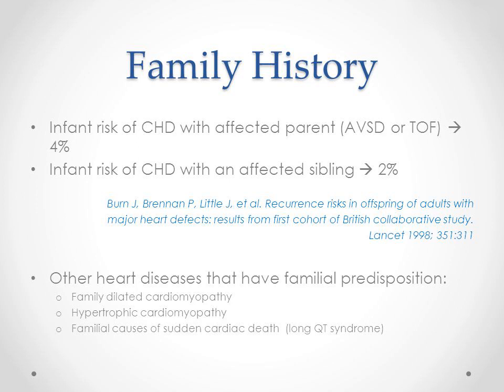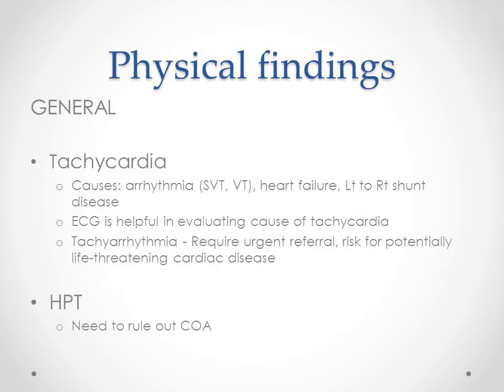Other heart diseases that have familial predisposition: familial dilated cardiomyopathy, hypertrophic cardiomyopathy, familial causes of sudden cardiac death, long QT syndrome. Physical findings: general, HPT, tachycardia.